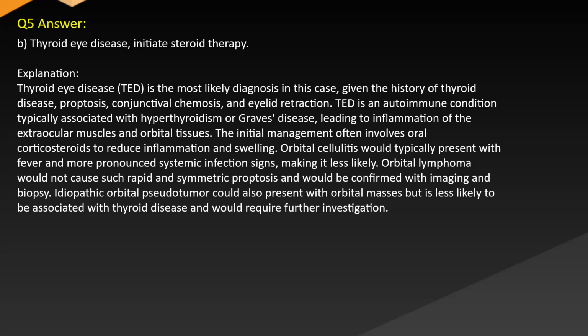Orbital cellulitis would typically present with fever and more pronounced systemic infection signs, making it less likely. Orbital lymphoma would not cause such rapid and symmetric proptosis and would be confirmed with imaging and biopsy. Idiopathic orbital pseudotumor could also present with orbital masses, but is less likely to be associated with thyroid disease and would require further investigation. Question 6.